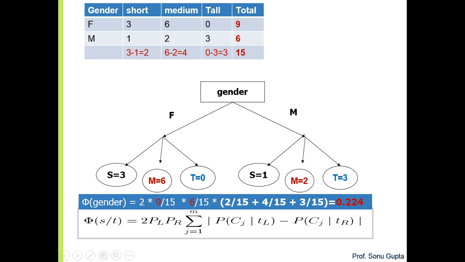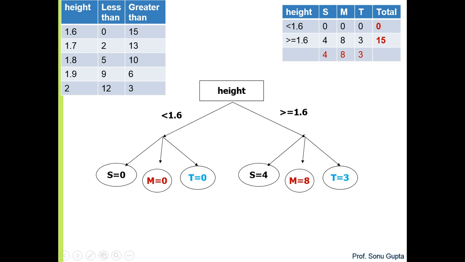A small recap, you have the probabilities of the left and the right subtree. Then what is the probability if the person is on the left subtree? What is the probability that it will be belonging to class female or it will belong to class male? So it is 3 short, 3 minus 1, 2 upon 15 and so on. Similarly, you do it for this height also. Less than 1.6, greater than 1.6.